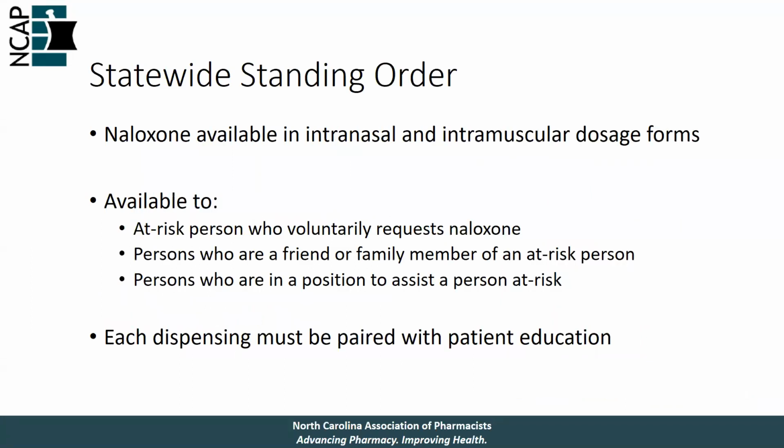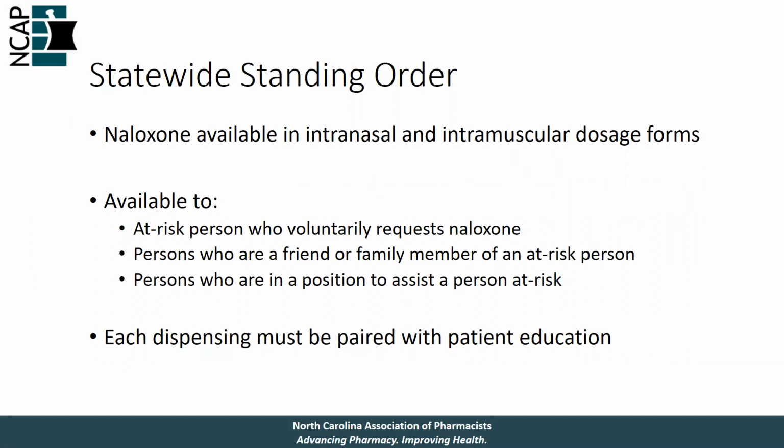So what is a statewide standing order? Well, basically what it says is that we are able to dispense naloxone out of our community pharmacies, and that is including both the intranasal and the intramuscular dosage forms. And who is that available to? Well, quite frankly, any willing participant. And if you read in between the fine lines, that's how you get to that result. What it says in the standing order is that any at-risk person who voluntarily requests naloxone, any person who is a friend or a family member of an at-risk person, or any person who is in a position to assist an at-risk person.